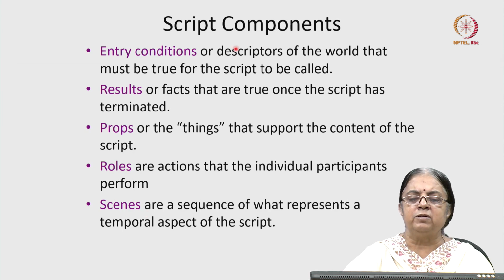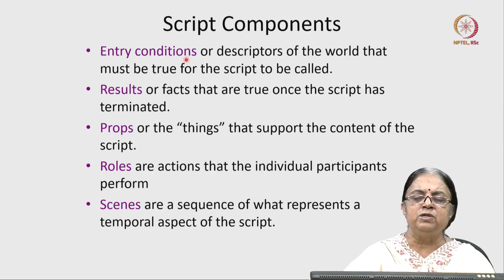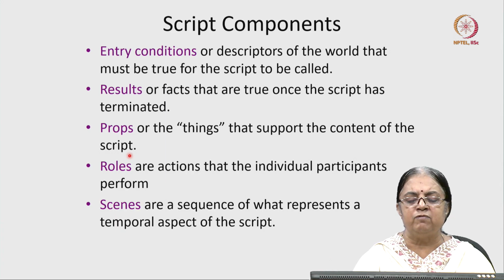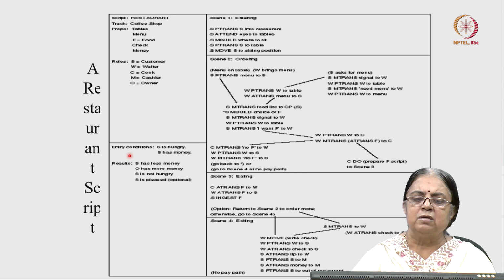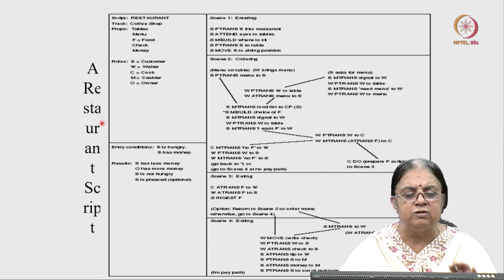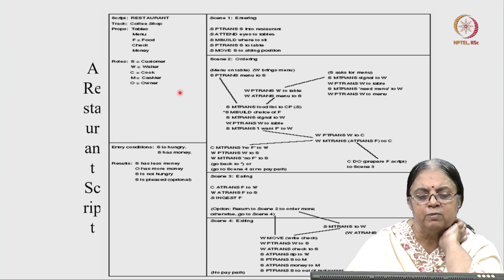So, what does the script have? It has all these components. You have the entry condition or description of the world that will be true for the script to be called. Okay. Results or facts that are true once the script has terminated. Props are the things that support the content of the script. The roles, that is the actions that individuals perform. And the script will consist of a sequence of scenes. So, for example, this is a restaurant script. Okay. So, what do we have here?